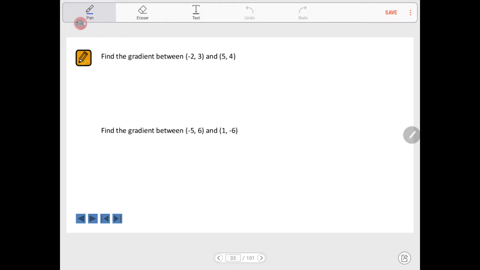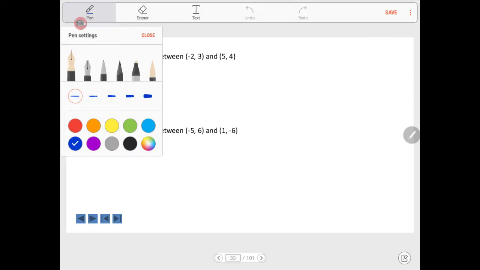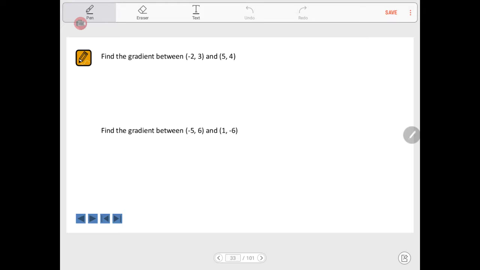In this video we're going to continue to calculate gradients, but we're going to use a formula this time rather than the rise over the run method. So we're getting a little bit more technical, but still quite a manageable task. So our formula is that our gradient is equal to y2 take y1 over x2 take x1.